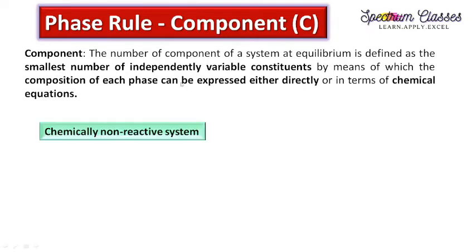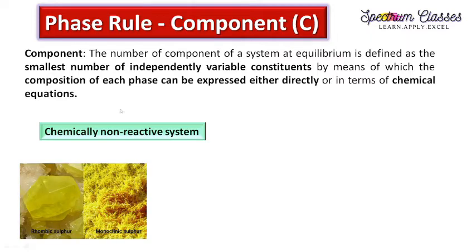First of all, I will explain it in two different terms. One is chemically non-reactive systems. For example, sulfur in the solid state is present in two different crystal structure forms: rhombic sulfur and monoclinic sulfur. When these two sulfur species are in equilibrium, no chemical reaction takes place. Such systems are called chemically non-reactive systems.